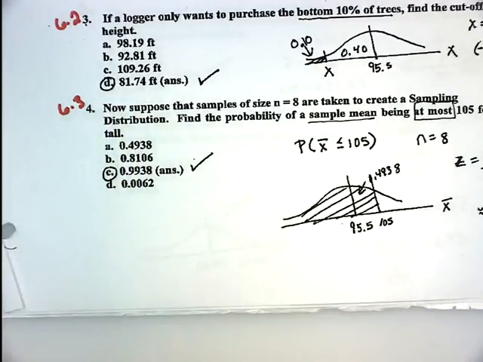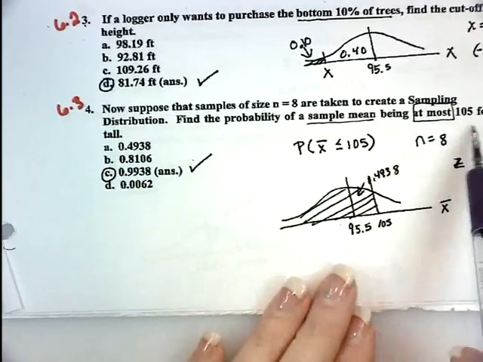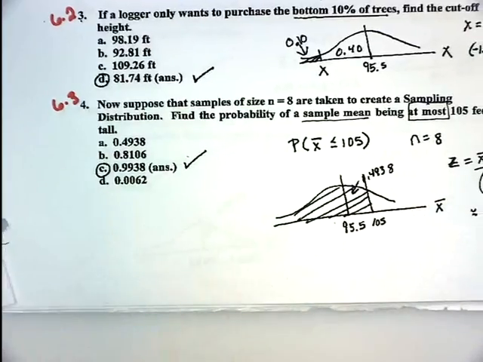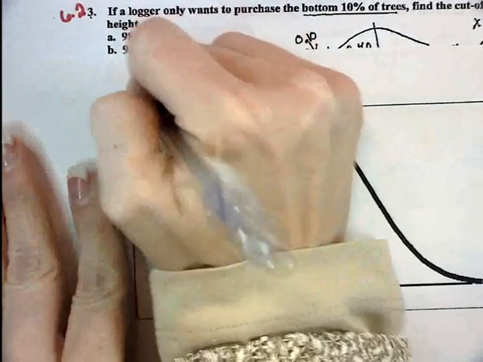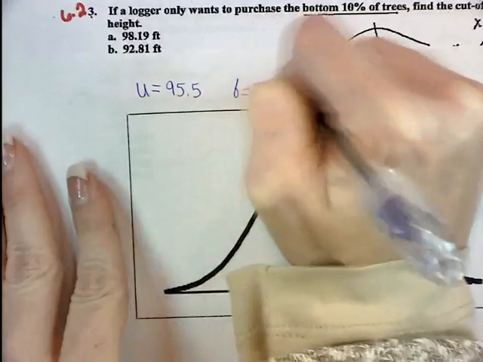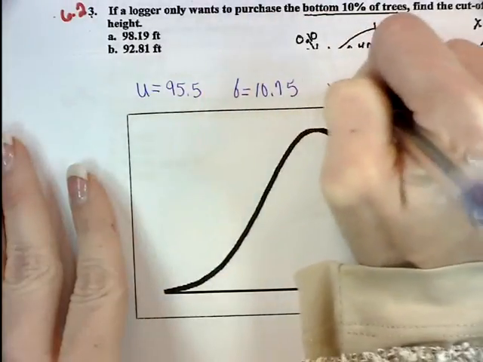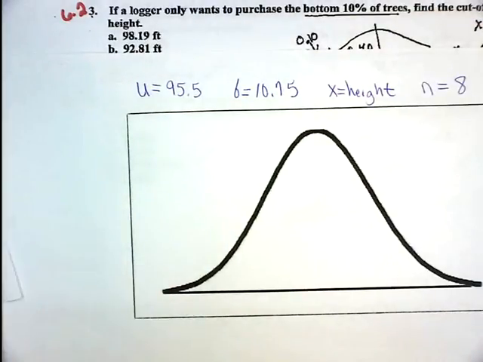Number 4. Now suppose that samples of size 8 are taken to create a sampling distribution. Oh boy, we have a sampling distribution. Find the probability that a sample mean being at most 105 feet tall. So this new picture, or new problem, number 4, we still have the same information. The mean is 95.5. Standard deviation is 10.75. X is still height and continuous and said to be normal, but now we're taking samples, as many samples as possible, all of size 8, to create a sampling distribution.